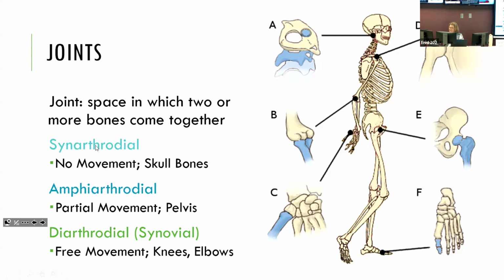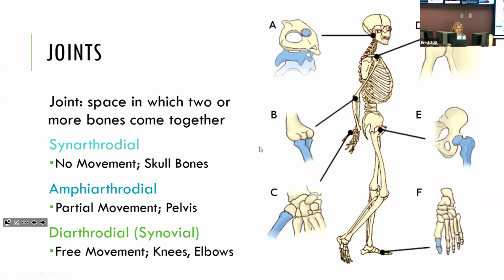In the butt and in the skull, there's no movement. Those are synarthrodial. See up here, see how that connects there. You have the amphiarthrodial, and that's partial movement, like in your pelvis. And then you have the diarthrodial or the synovial, and it allows free movement in your knees and your elbows. So you talk a lot about the synovial joint. That usually comes up quite a bit.